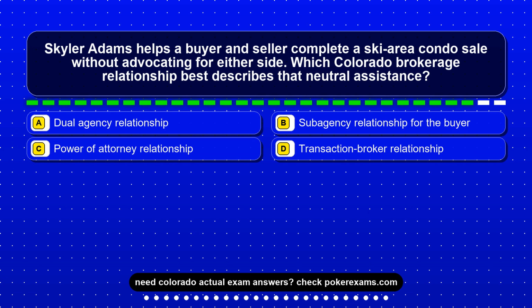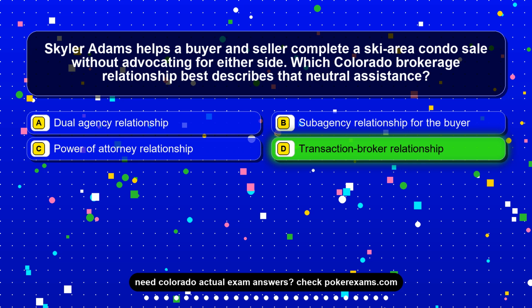Question 5. Skylar Adams helps a buyer and seller complete a ski-area condo sale without advocating for either side. Which Colorado brokerage relationship best describes that neutral assistance? Option A. Dual agency relationship. Option B. A supervising relationship for the buyer. Option C. Power of attorney relationship. Option D. A transaction-broker relationship.